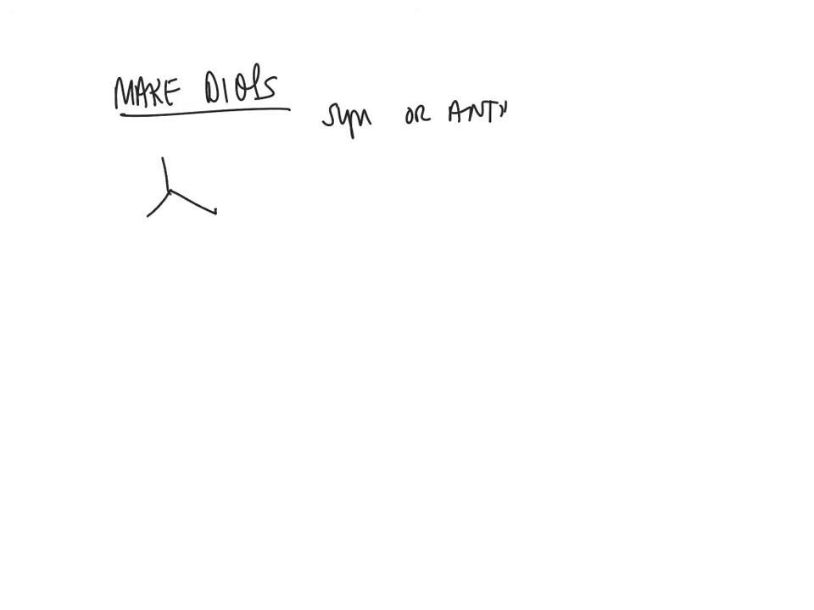Okay, another grouping would be making diols. If you're going to make diols, you can make syn-diols or anti-diols, and you can do these from alkenes. So here, to make a syn-diol, you would want potassium permanganate. And you want to do this in cold, mild conditions, because if you do it in strong, harsh conditions, you're going to get cleavage.